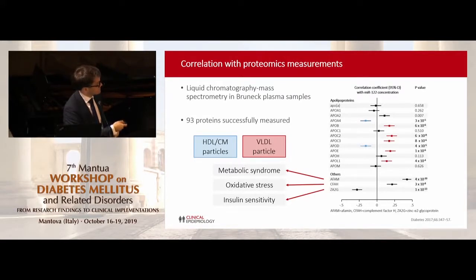And afamin also, similarly to microRNA 122, can be found in exosomes produced by the liver. Then we also found a positive association with the complement factor H associated with oxidative stress, and zinc alpha-2 glycoprotein, and that's a protein that is known to be important for insulin sensitivity. So these kind of correlations in terms of the biological function made sense and were plausible.